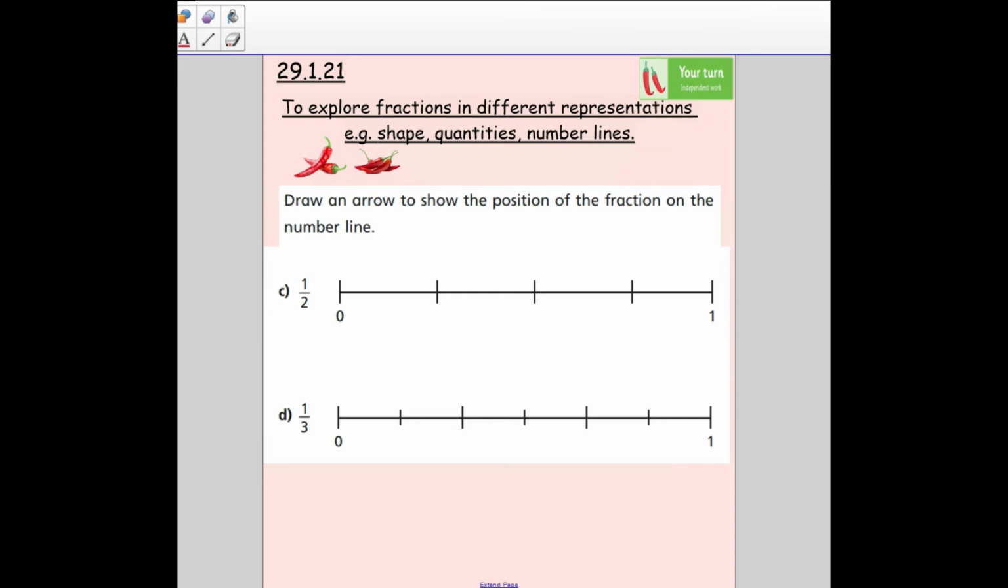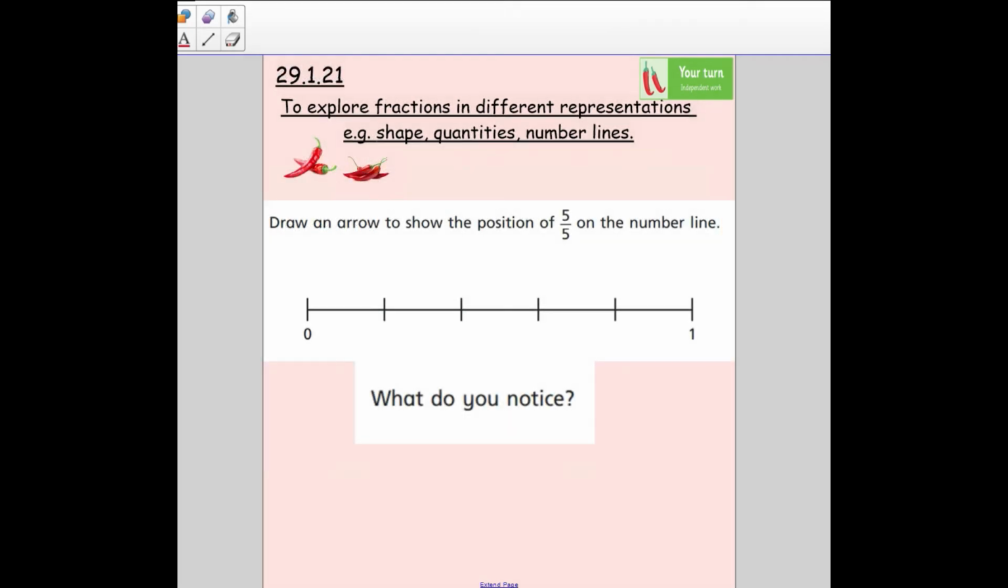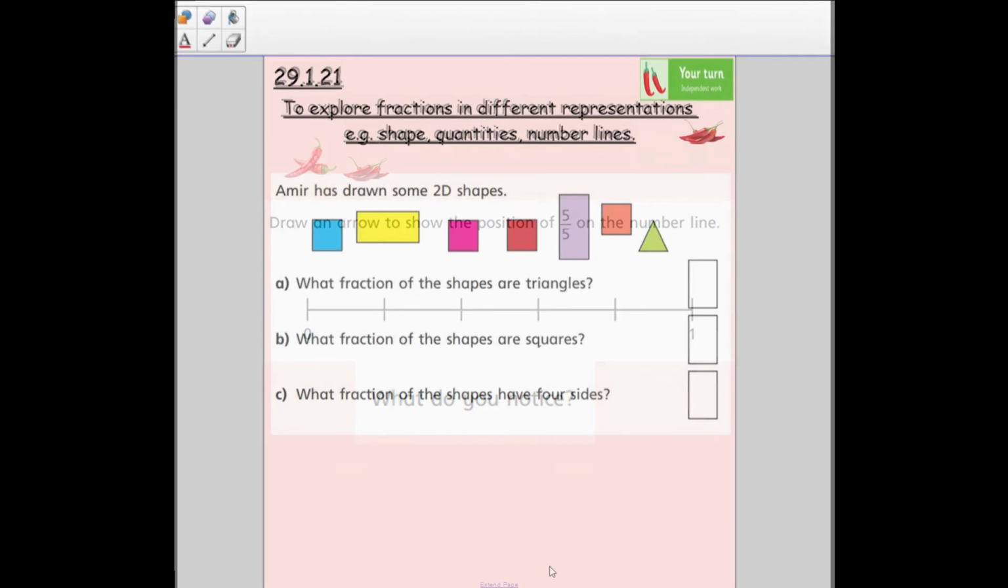Look carefully before you put an arrow to show the position of the fraction on these number lines. Pause the video and have a go now. This question is suitable for chilli 2 and 3. Draw an arrow to show the position of 5/5 on the number line. What do you notice? Pause the video and have a go now.